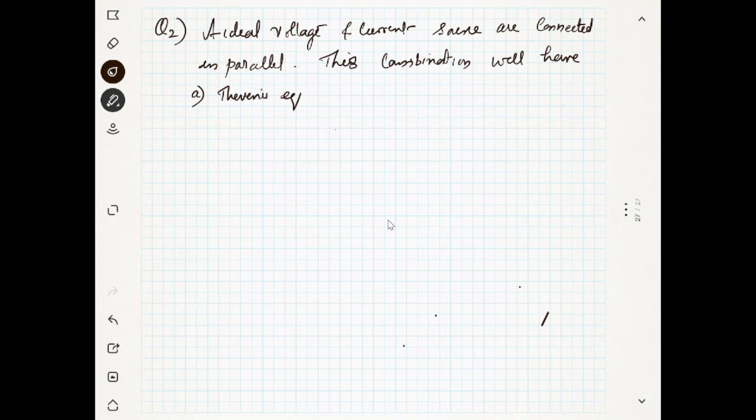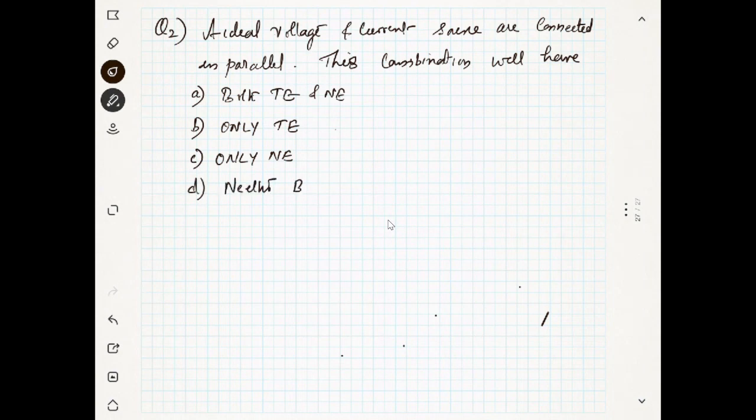So it has Thevenin's equivalent, but sorry, it has both Thevenin's and Norton equivalent. The options are like this: A, both Thevenin's equivalent and Norton's equivalent. Option B, only Thevenin's equivalent. C, only Norton's equivalent. And D, neither of these, that means neither Thevenin's nor Norton's. So the question is like this.